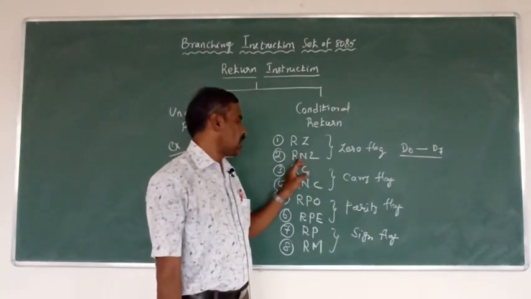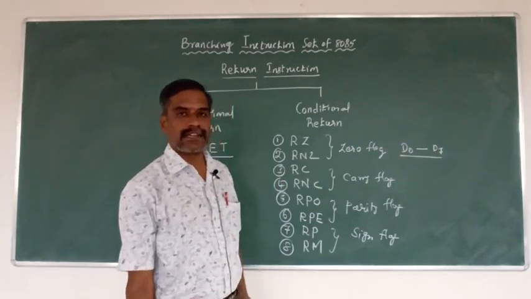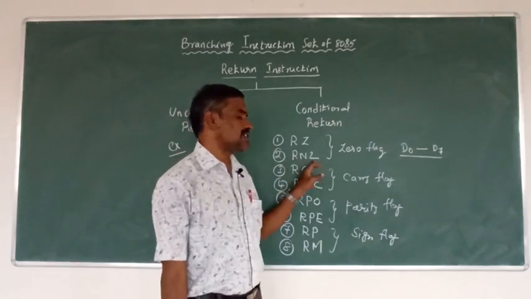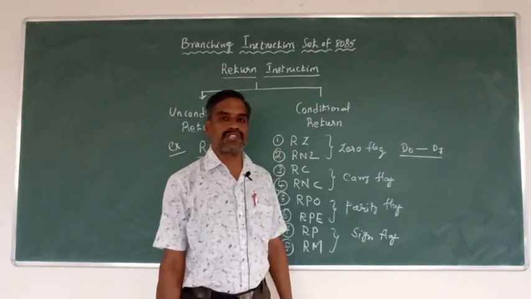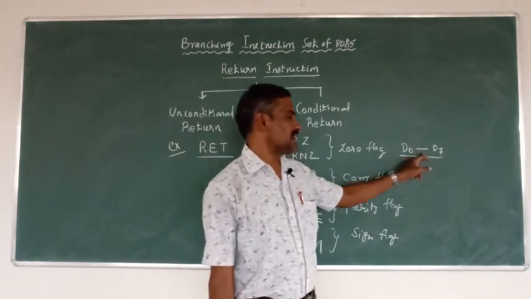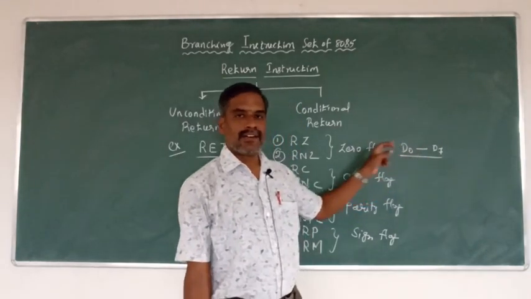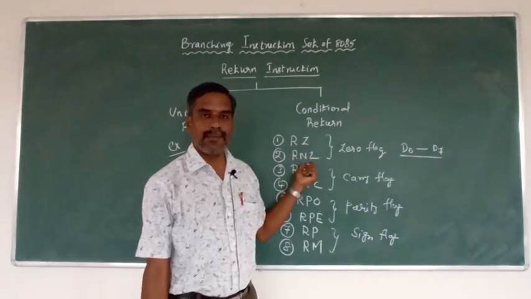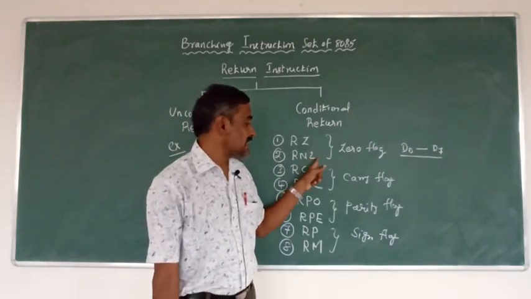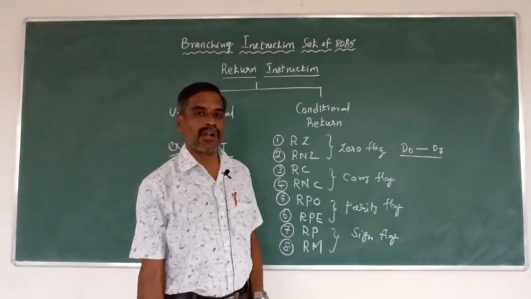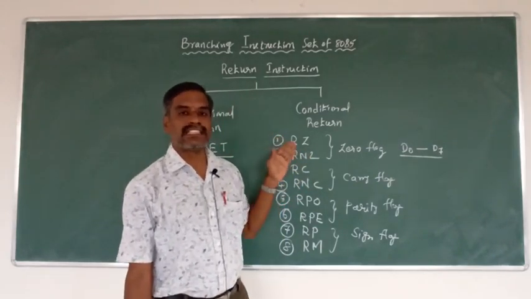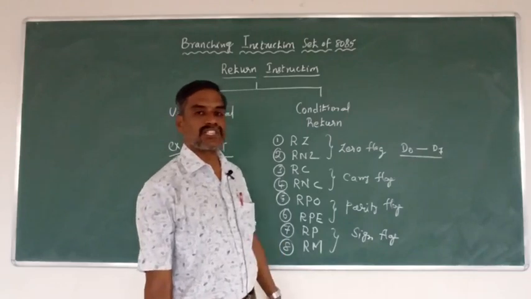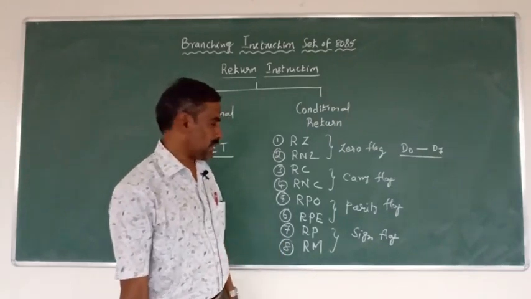And the second one, RNZ, means return if result is not 0. If the result is not 0, this condition is satisfied, then it returns back to the main program. Otherwise it will execute the next instruction of the subroutine program.